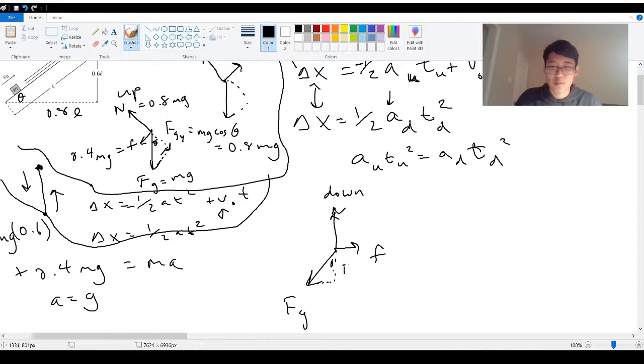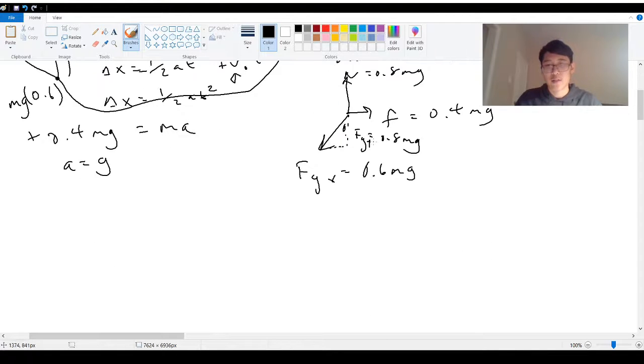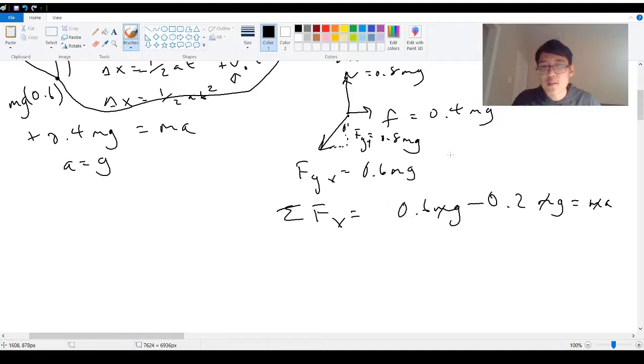So the force of gravity in the y component is still the same, 0.8 mg. This is still 0.8 mg, and this is still 0.4 mg. And this x component right here is still mg sine of theta, which is 0.6 mg, right? But now the force of friction is opposing this, so the net force in the x direction is going to be 0.6 mg minus 0.4 mg, and that's equal to ma. Sorry, I was getting a bit ahead of myself there. So this is 0.2 g is equal to a.